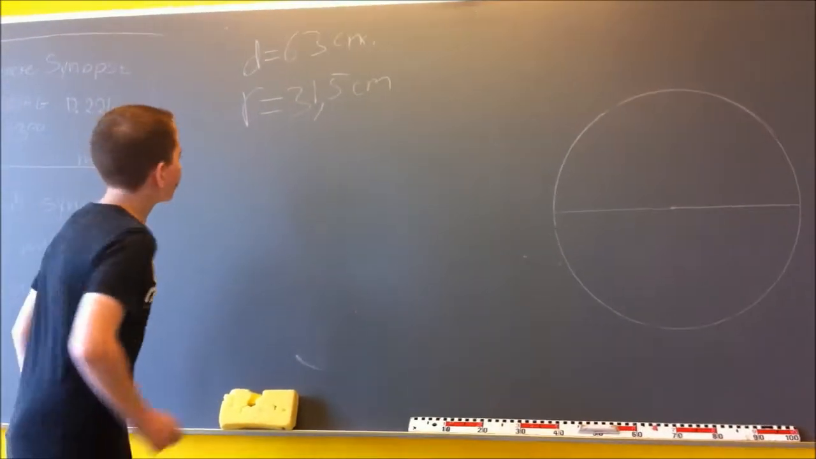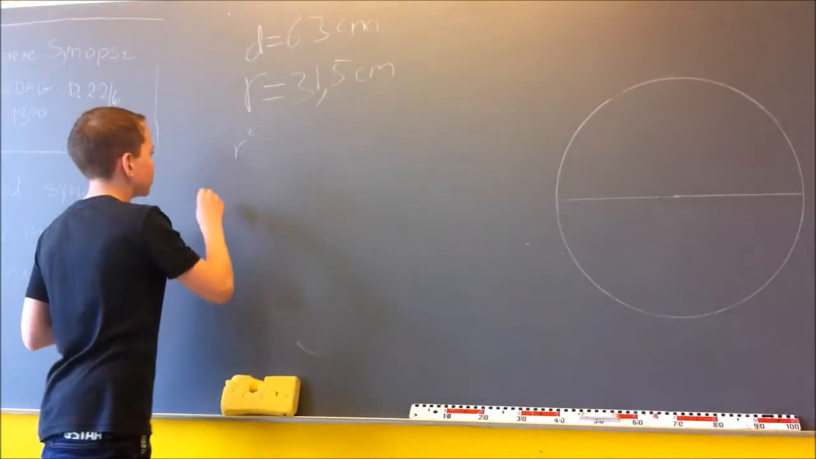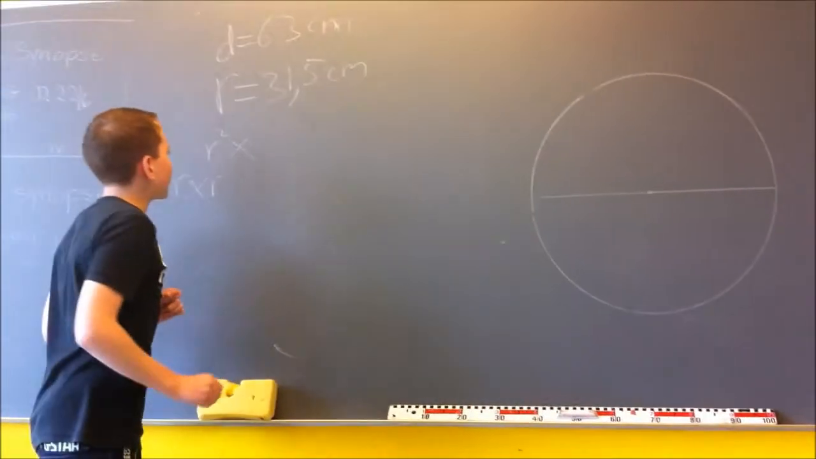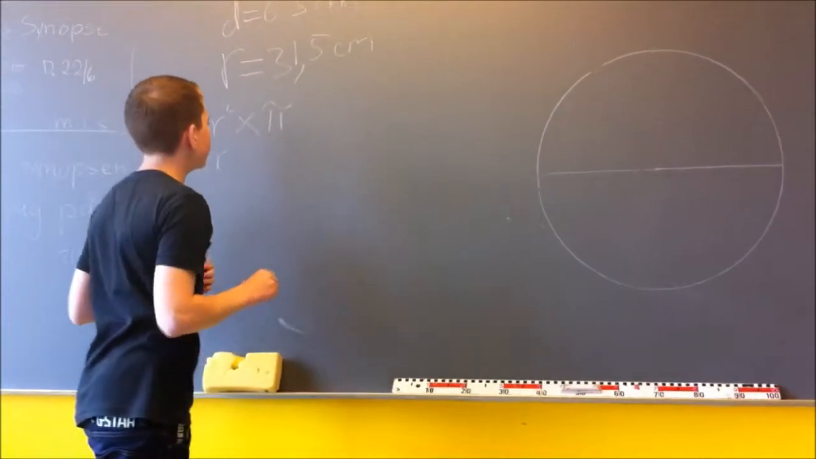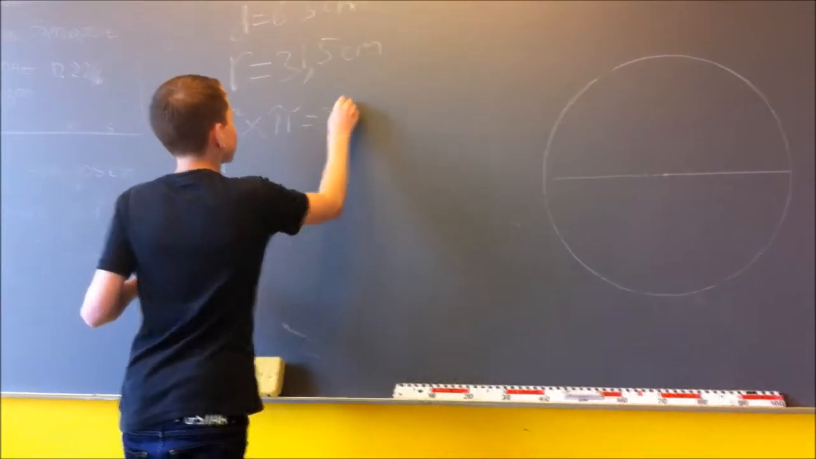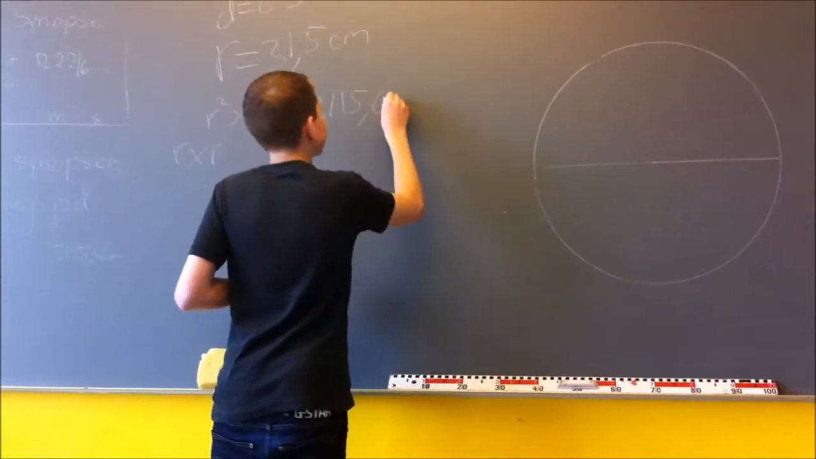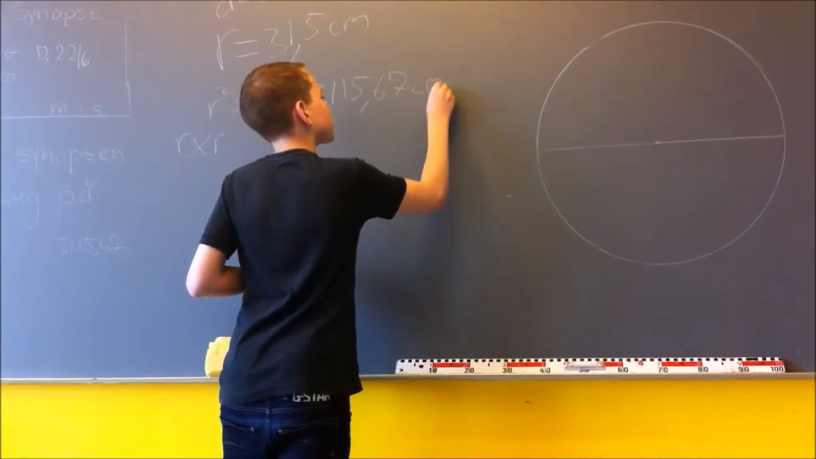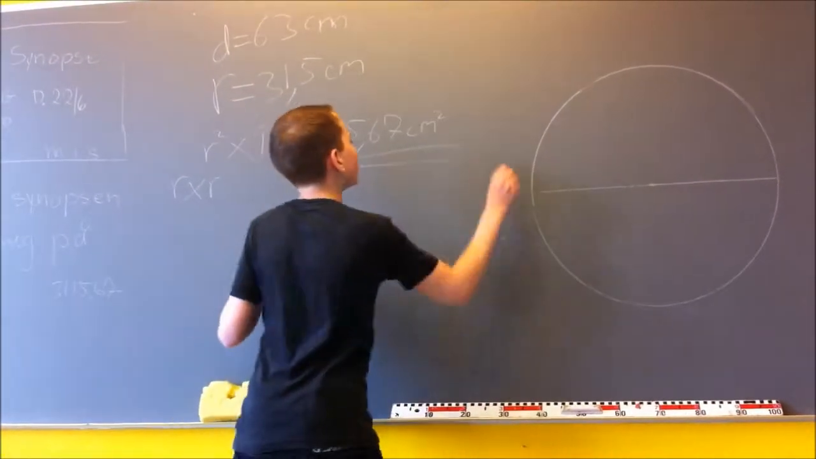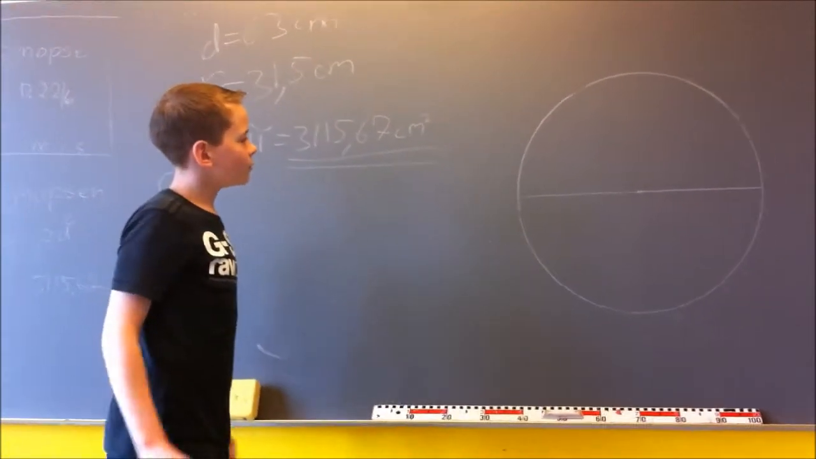To calculate the area, you will say radius squared, which is also radius times radius, and then multiply it by pi, and that will give 3,115.67 square centimeters. And that is the area of the circle.